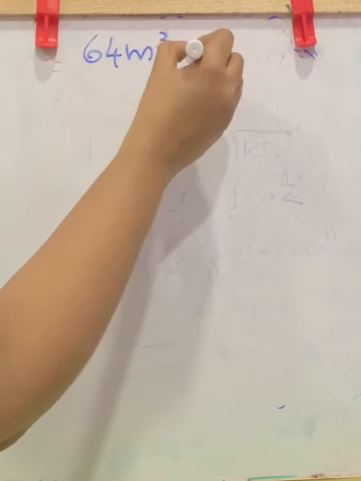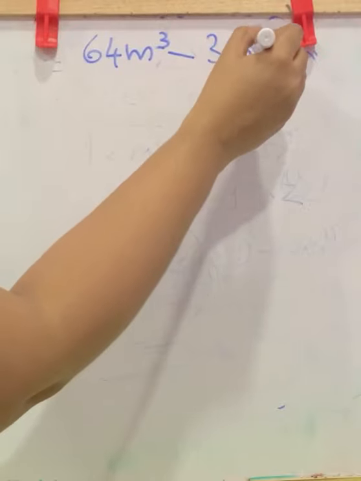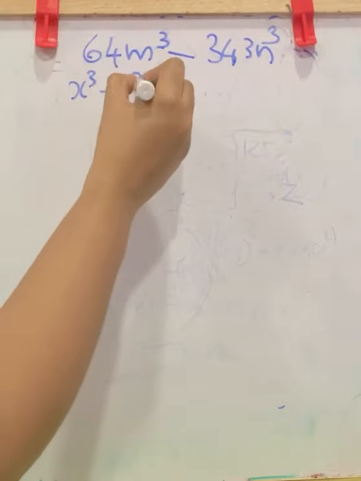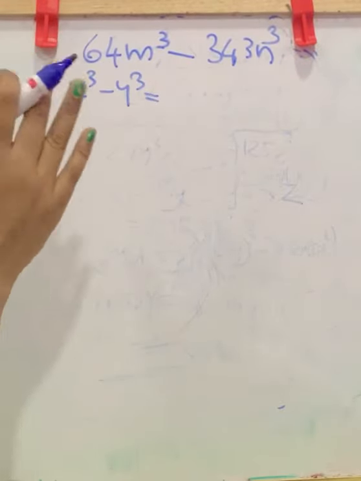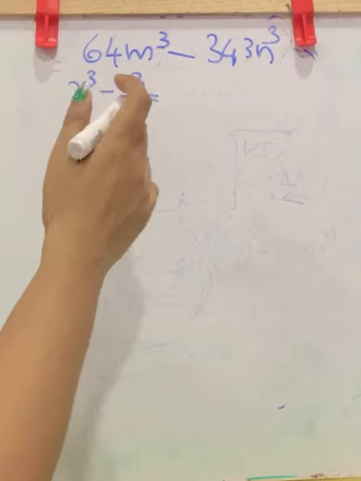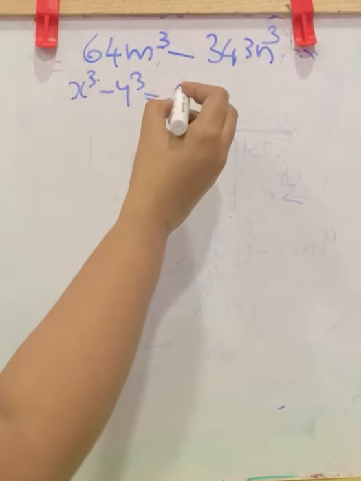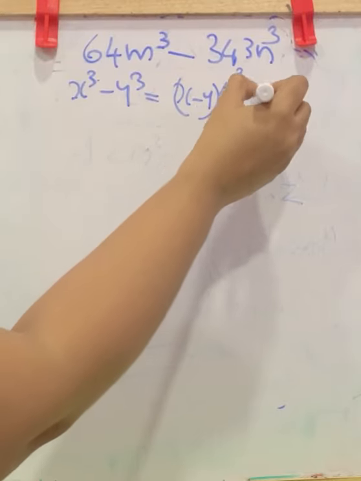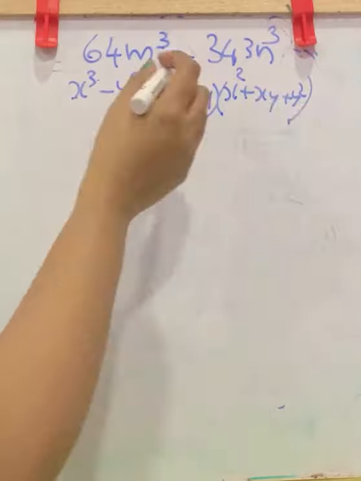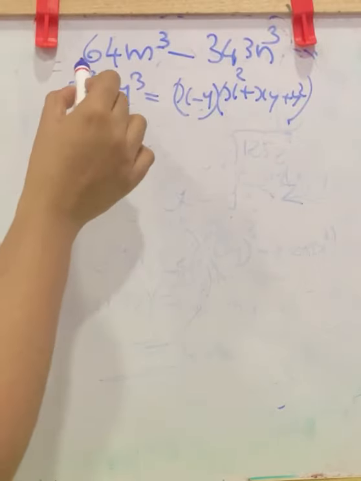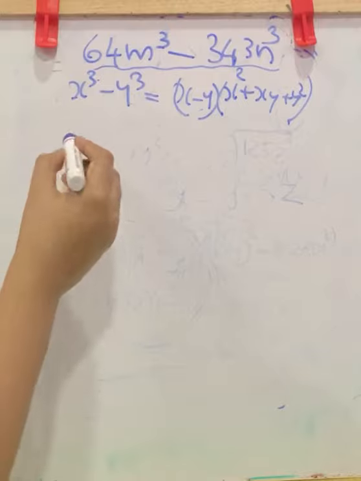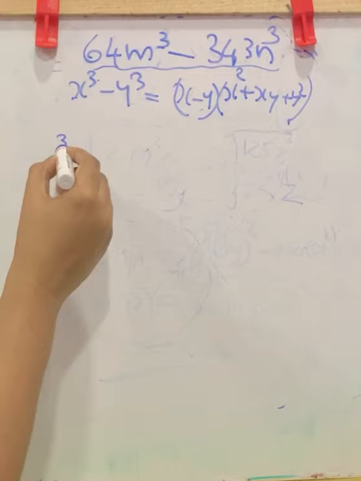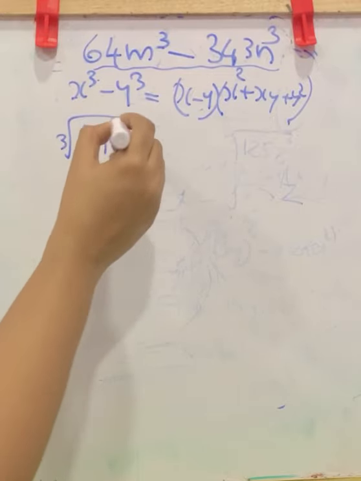64m cube minus 343n cube. Here this is x cube minus y cube form, and from the previous question we verified LHS is equal to RHS, and from that we know x cube minus y cube is x minus y into x square plus xy plus y square. So here we need x and y. x and y means cube root of these terms. To get x, you want to find the cube root of 64m cube.